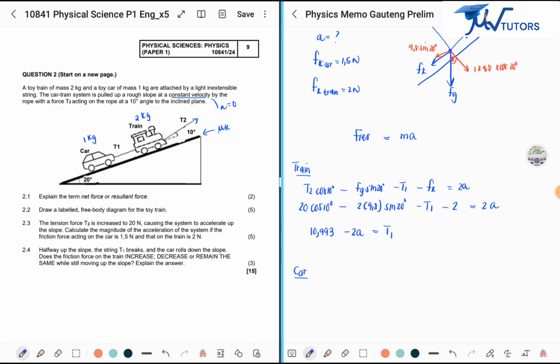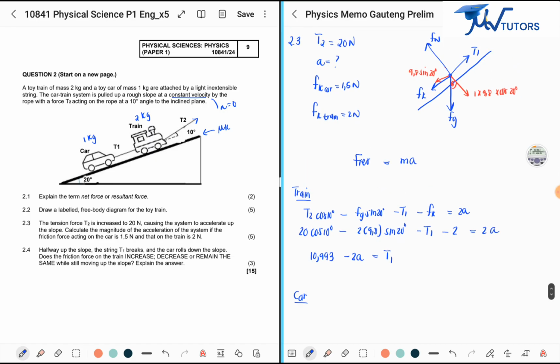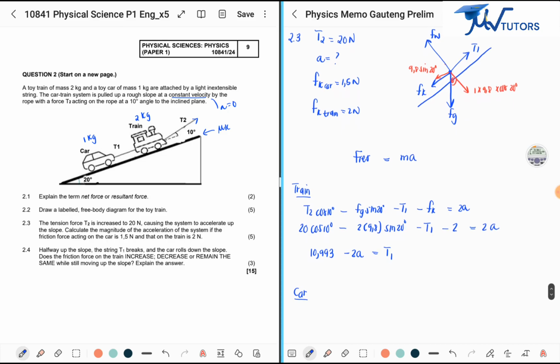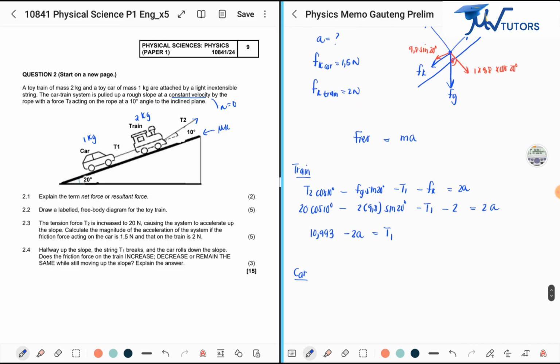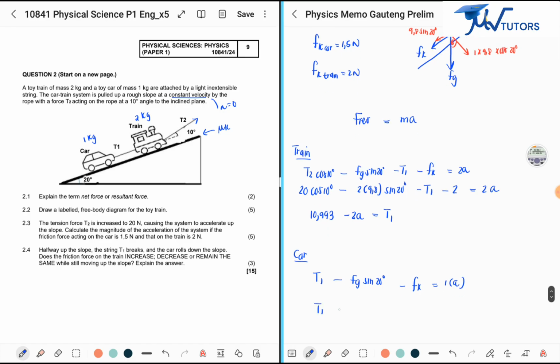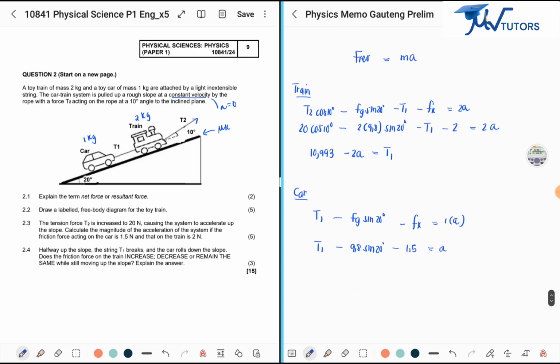All right, same thing. Resultant force is equal to mass times acceleration. By the way, both the car and the train will have the same acceleration. Okay, so we have T1 minus FG sine 20 minus the friction force is equal to 1 times the acceleration. So it's T1 minus 9,8 sine 20 degrees, and for the car it's 1,5, which is equal to the acceleration.